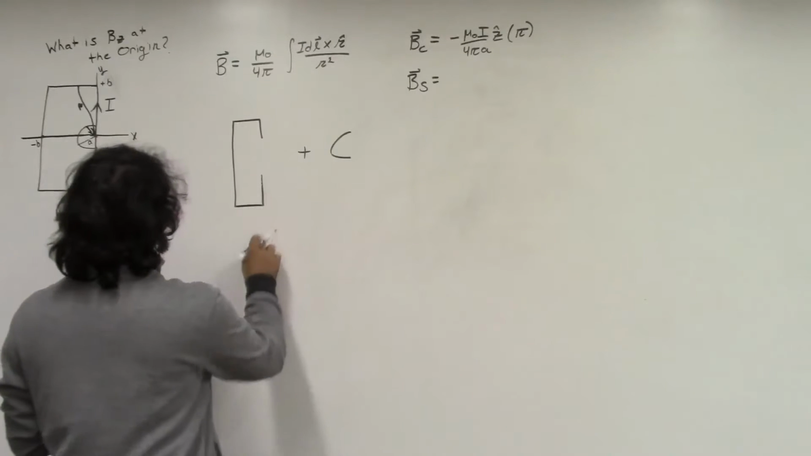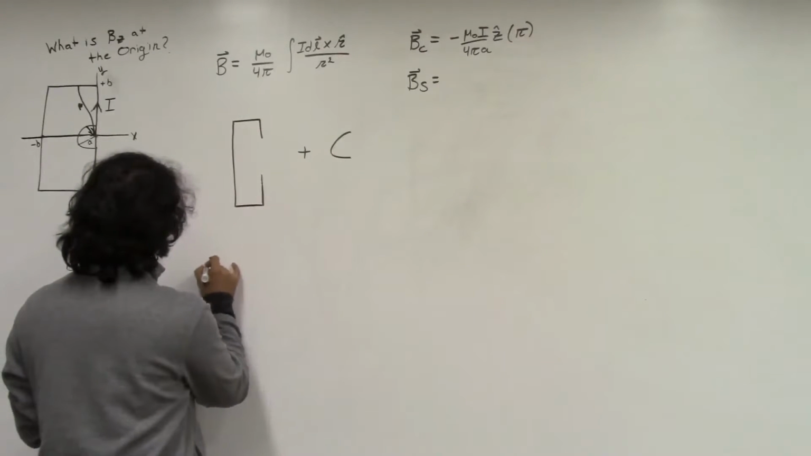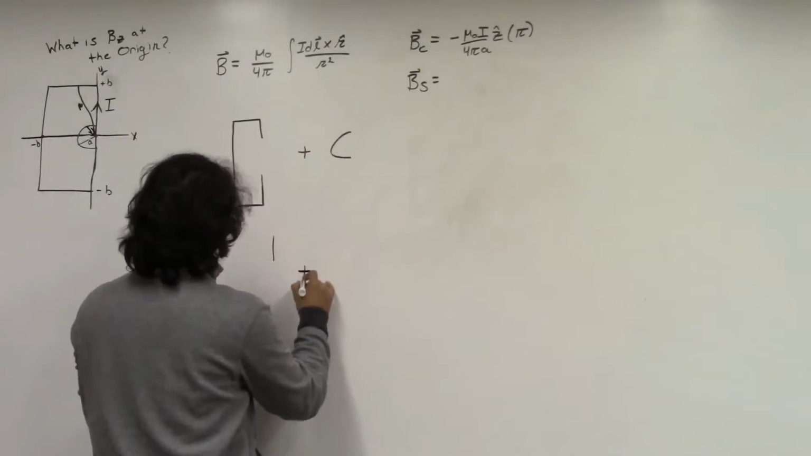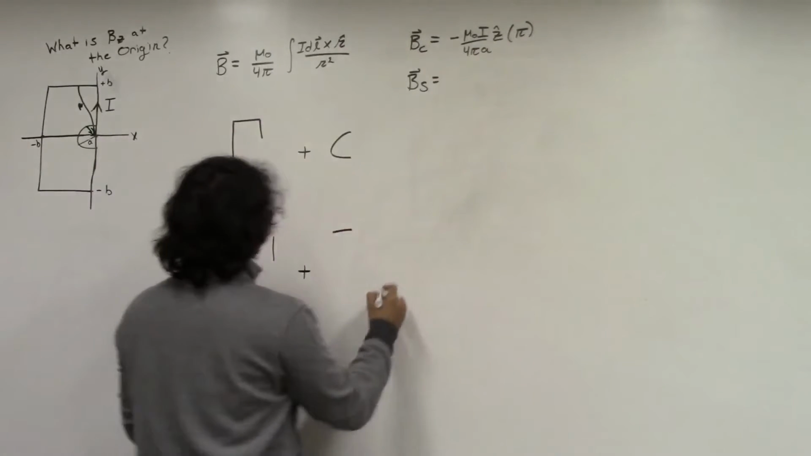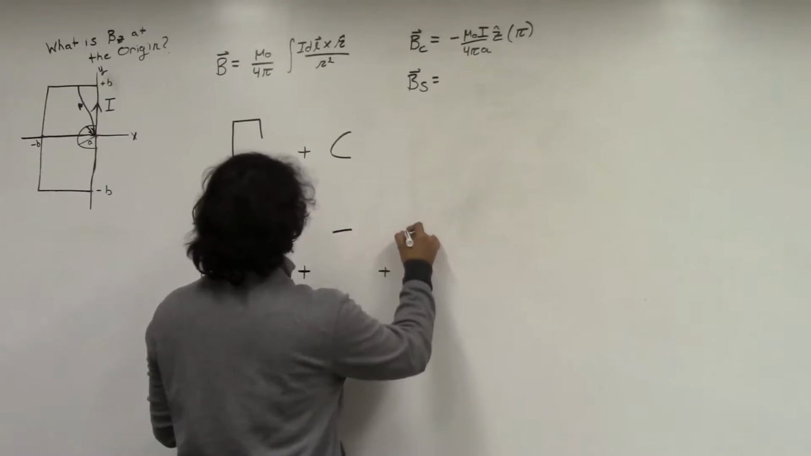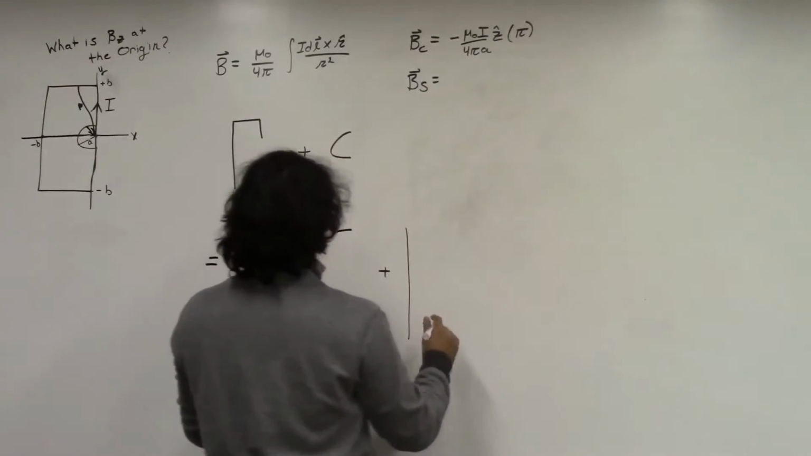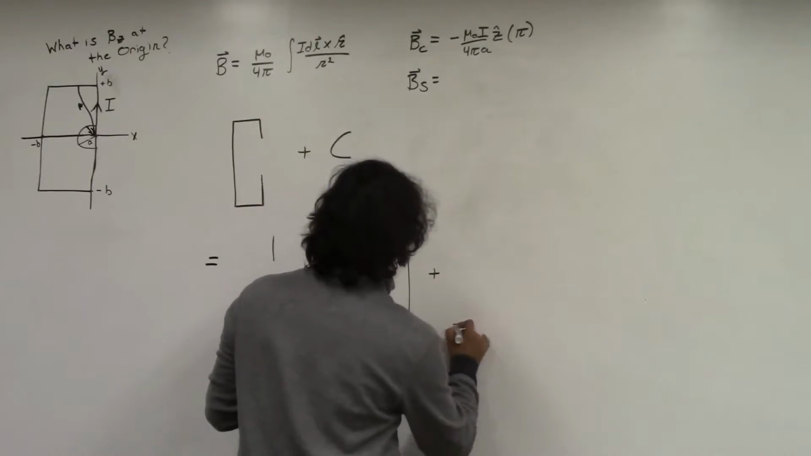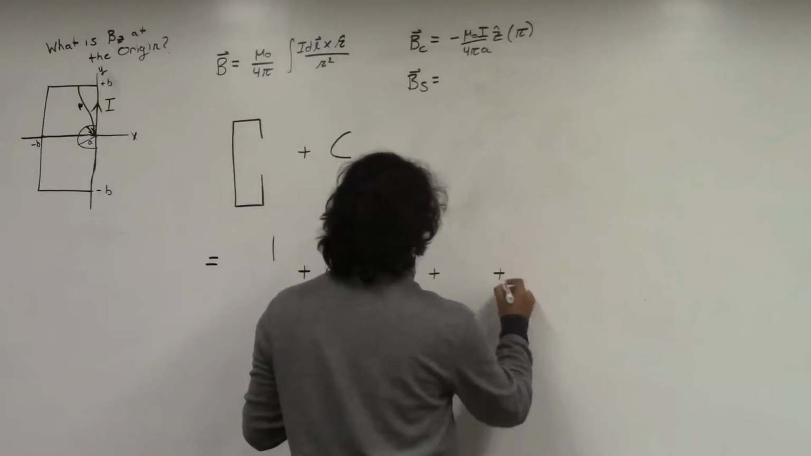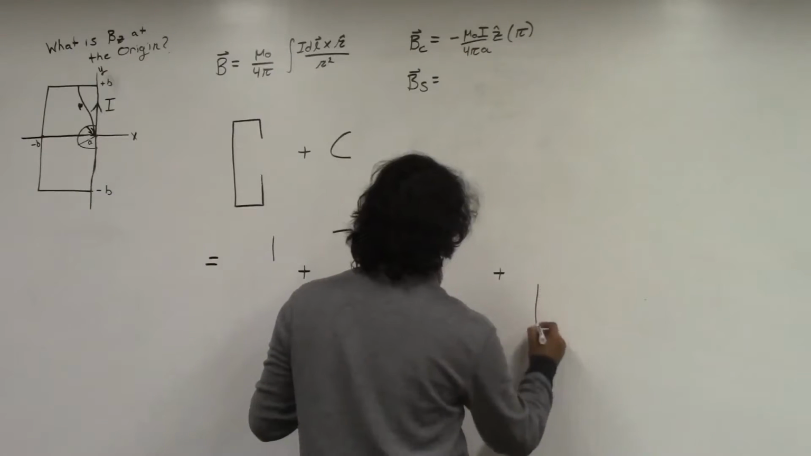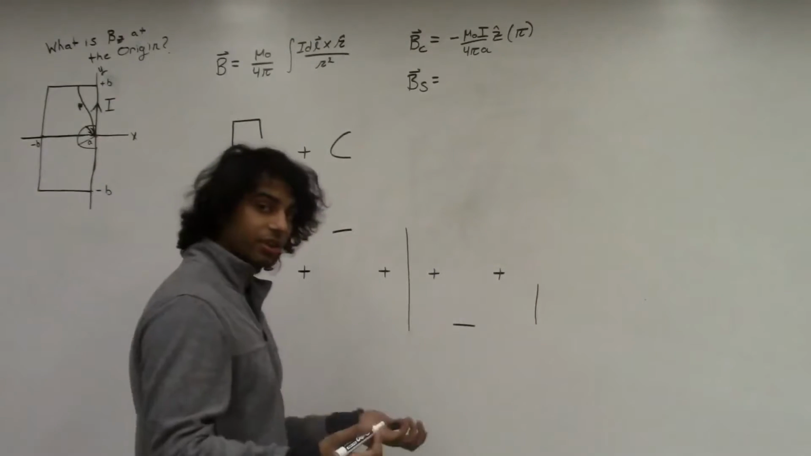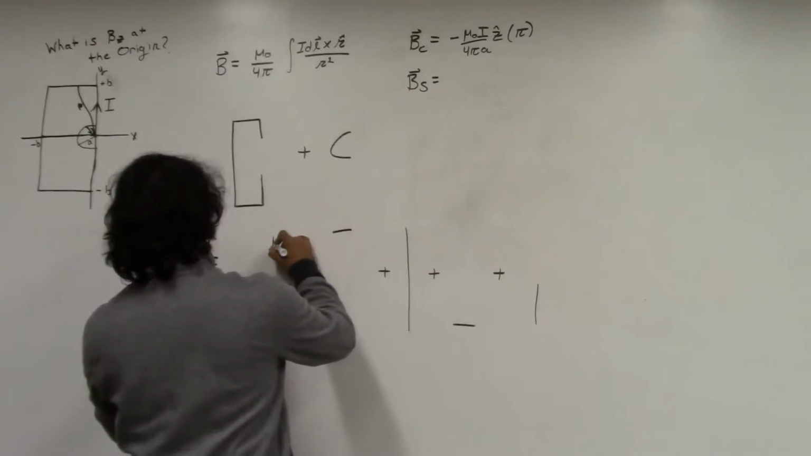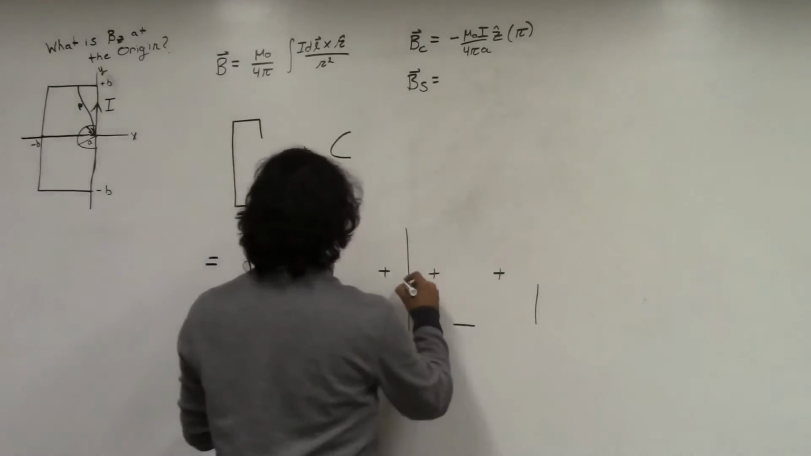So this piece is the same thing as this piece plus that piece plus that piece plus that piece, and then we return with that one. Now, which direction was the current flowing in all these cases? Well, it was going counterclockwise, so it must follow the same schematic.